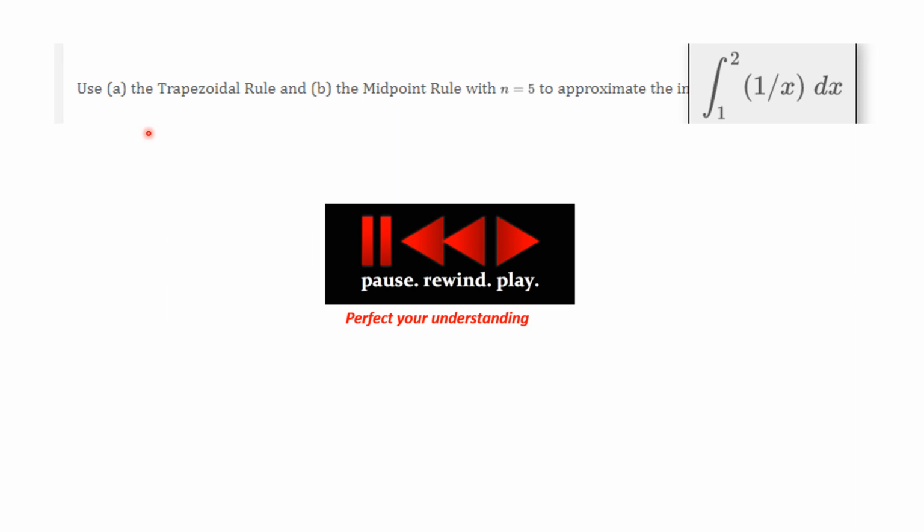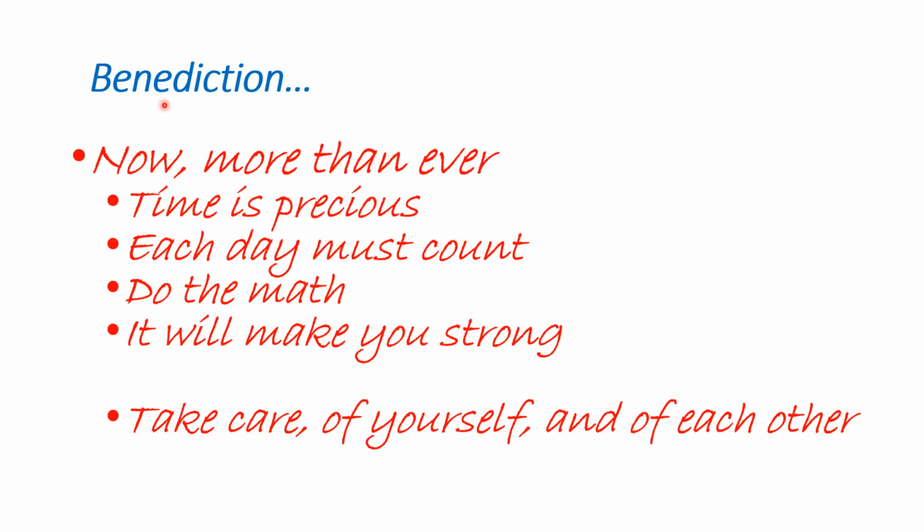Okay, so now I'm going to finally ask you to do something. Use the trapezoidal rule and the midpoint rule. Use n equal to 5 to approximate this integral, the definite integral from 1 to 2 of 1 over x dx. I know that you can do this without the trapezoidal rule and midpoint rule, but I'm asking you to practice those two here. So you know what to do. Let's see how you do. Actually, we'll see how you do when we pick this lecture up again.